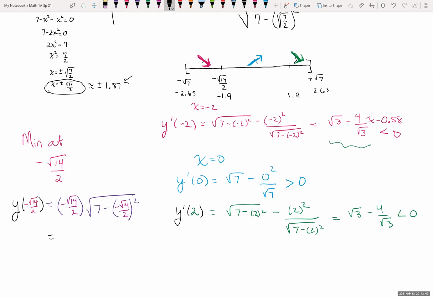Clean it up. So I got square root of 14 over 2, negative. This here is 7 minus squaring a square root. Squaring this numerator, I have positive 14. Square the denominator, I have 4. I'm going to need a common denominator. I notice that this reduces down to 7 halves. So I have 14 halves minus 7 halves underneath the radical.